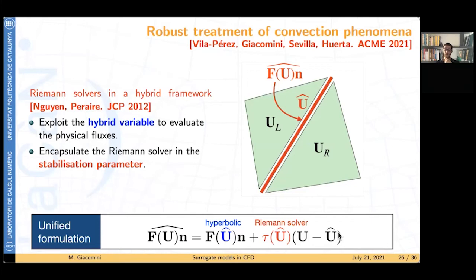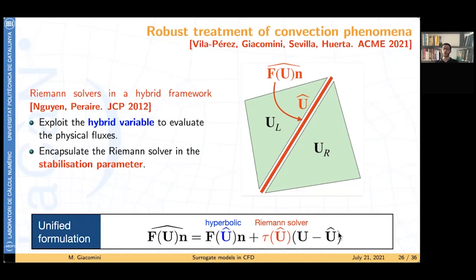Since we are dealing with convection diffusion problems in compressible flows, we're interested in the robust treatment of convection phenomena. So we relied on the framework proposed by Nguyen and Peraire on Riemann solvers in hybrid frameworks. So we are interested in approximating the fluxes F hat, which transport the information from one element UL to its neighbor UR. And specifically, we propose a unified formulation in which these numerical fluxes are written as a physical flux evaluated using U hat. Remember, U hat is now our variable in the context of HDG. And the Riemann solver is encapsulated in this coefficient tau, which is the HDG stabilization coefficient.